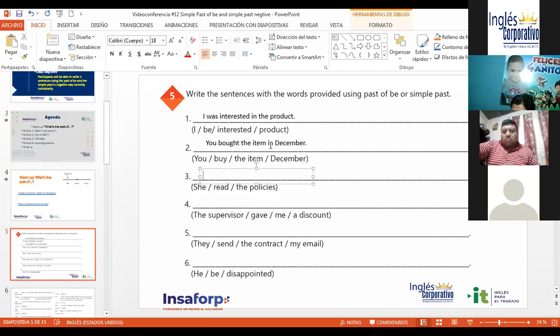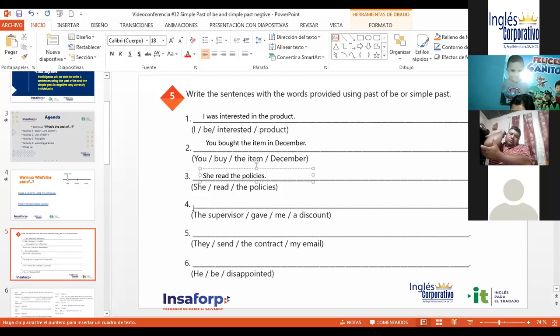Okay, what about the number three? She, we start with the subject, the past of read is? Read. The past of read is the same, but the pronunciation changes. You write it the same, but the pronunciation is different. And we say red. She read the policies. She read. Exactly. Like the color. She read the policies of the company.